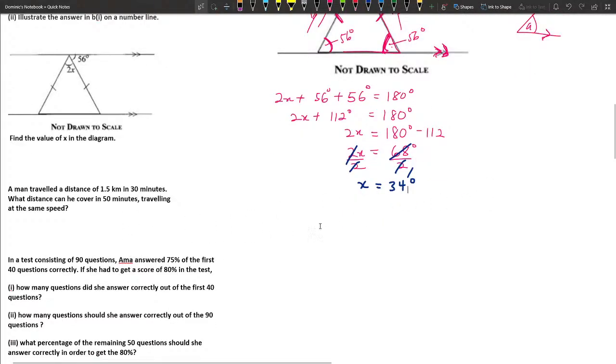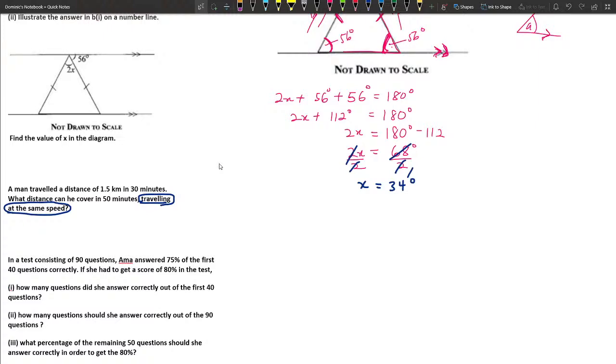It should be enough. So the next question says that a man traveled a distance of 1.5 kilometers in 30 minutes. What distance can he cover in 50 minutes, traveling at the same speed? The statement 'traveling at the same speed' is actually important, because a change in the rate of speed can change the time the man will use.